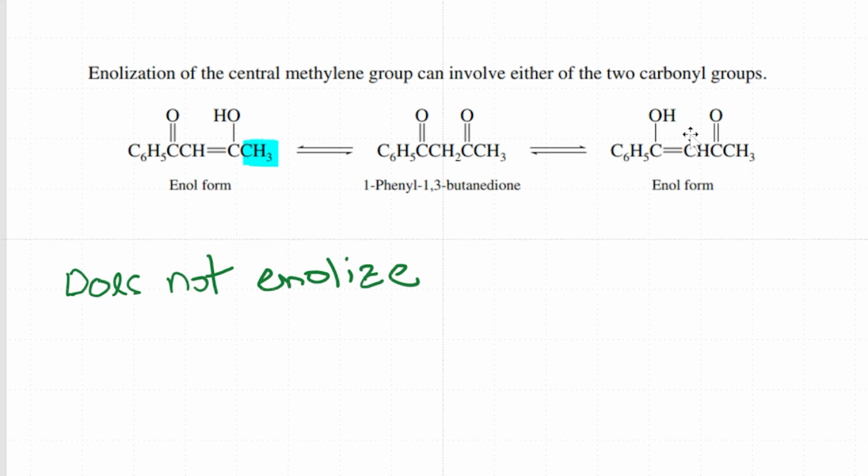This is one of the enol forms where it's conjugated with the benzene ring, and this is the other enol form where it is adjacent to the methyl group. So if we have to suggest which one is more stable, it's likely that the one with the conjugation is actually more stable.